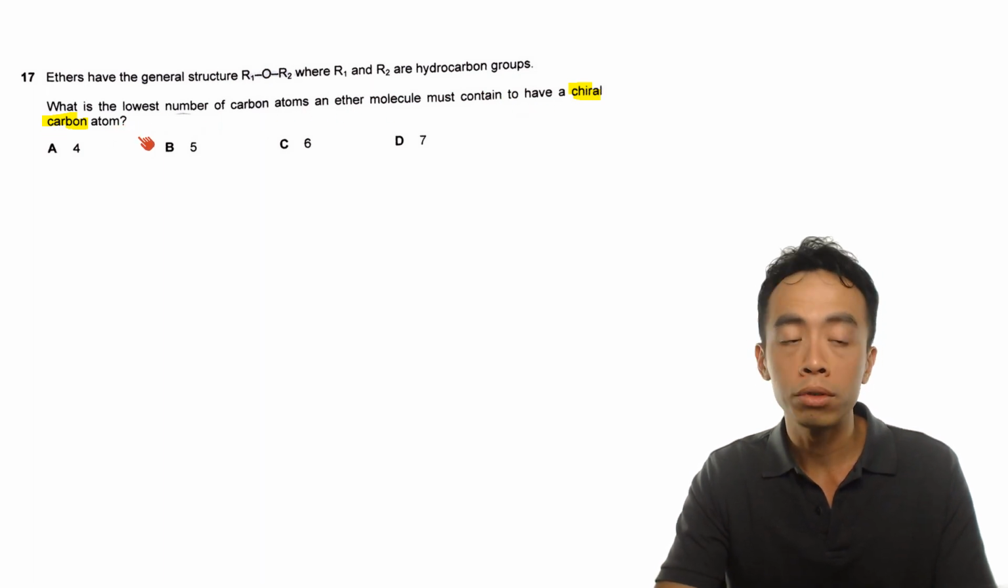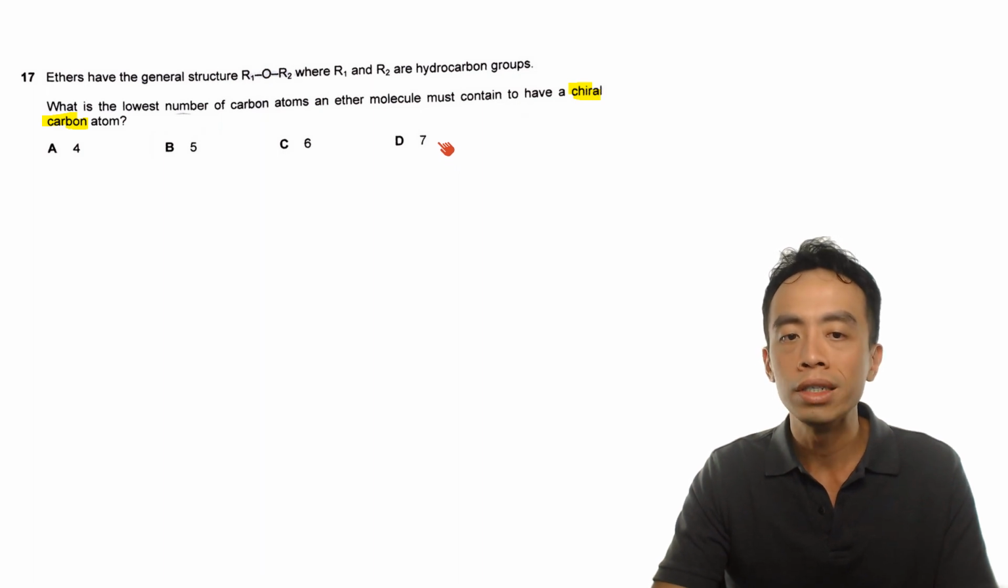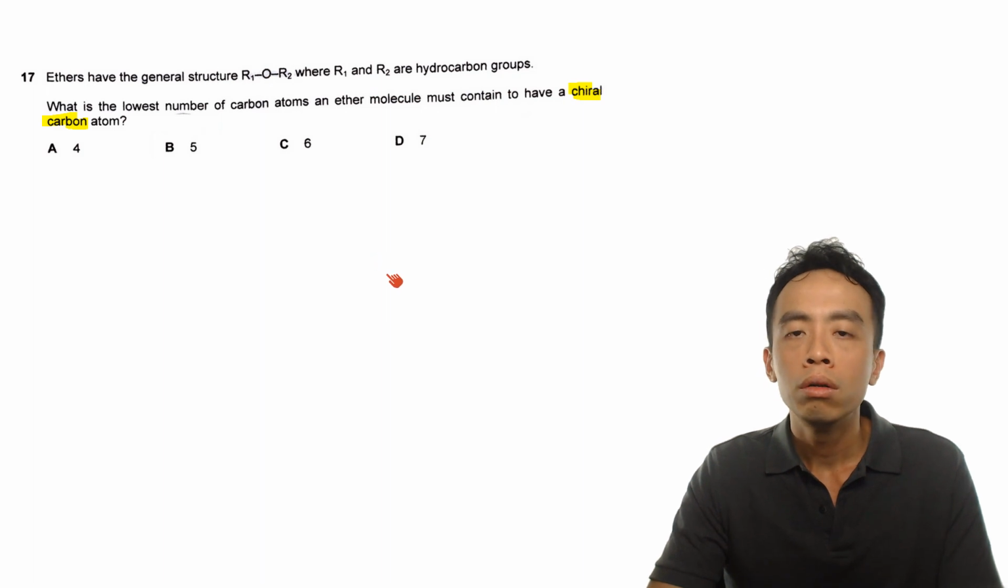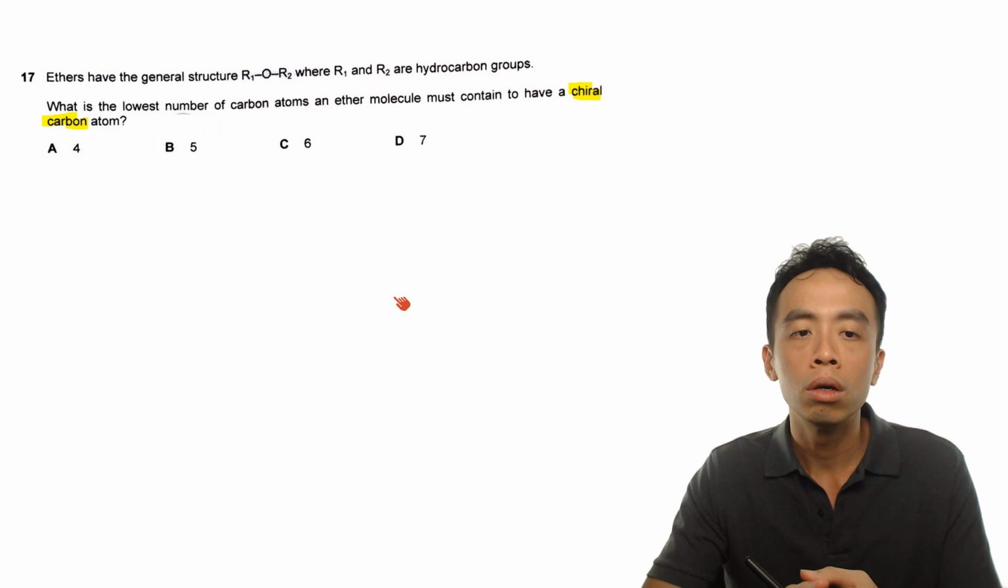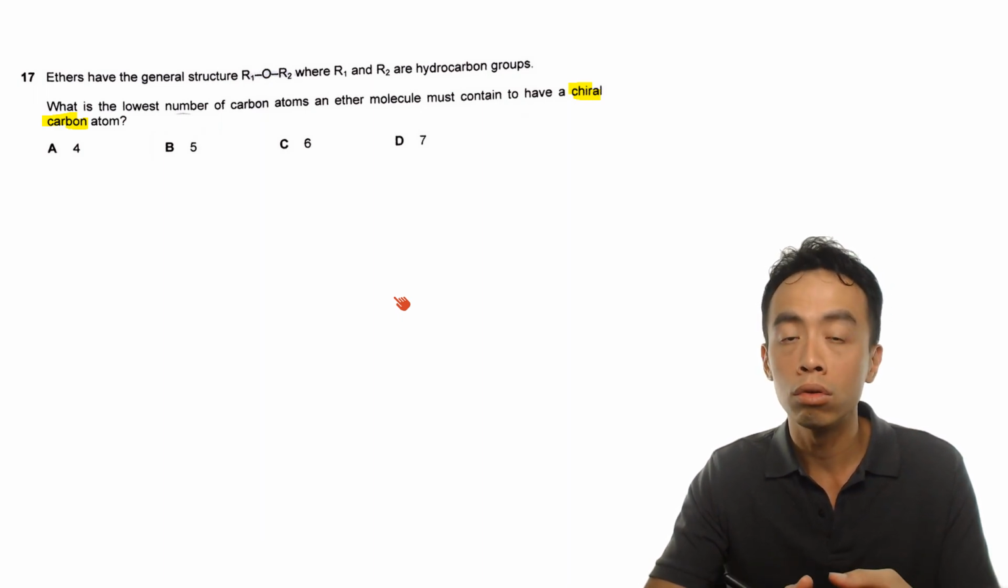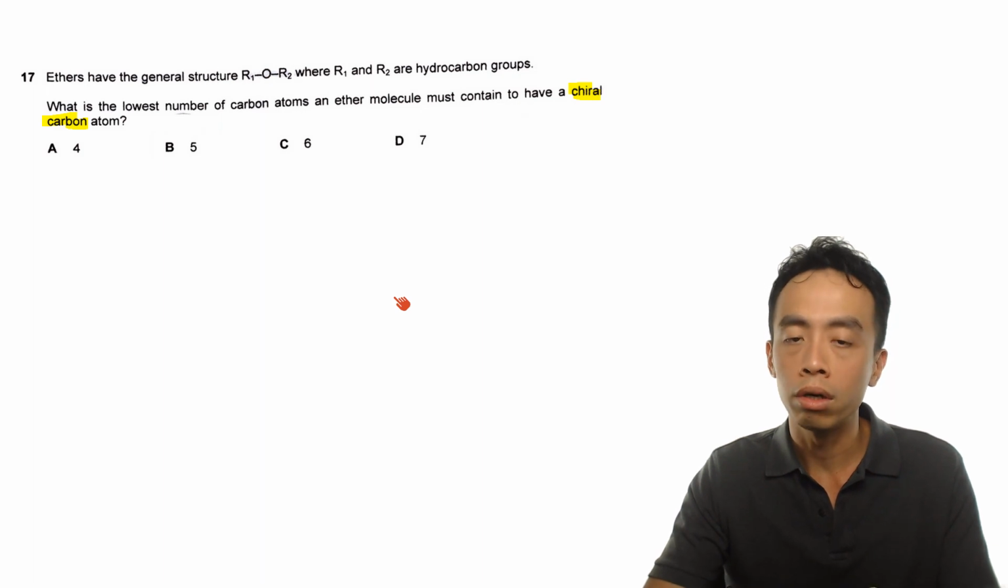So we are given 4 options. A is 4, B is 5, C is 6, D is 7 number of carbon atoms for this ether molecule to have a chiral carbon. So this question requires a little bit of permutation. Now we know that a chiral carbon is a carbon bonded to 4 different groups. It is asymmetrical, correct?